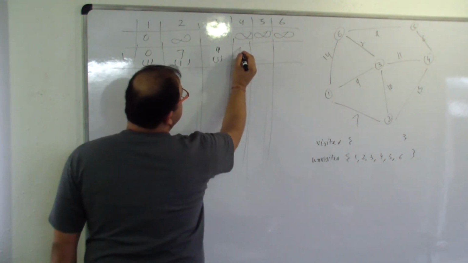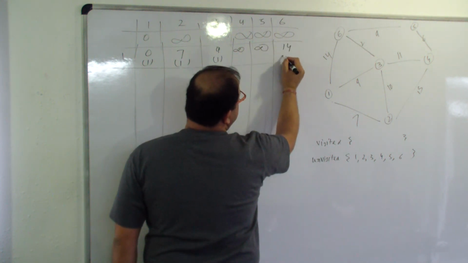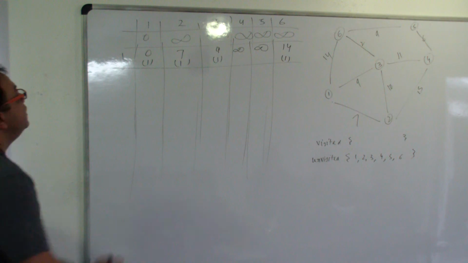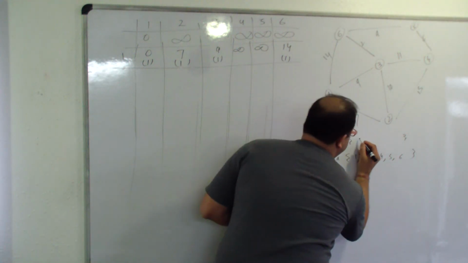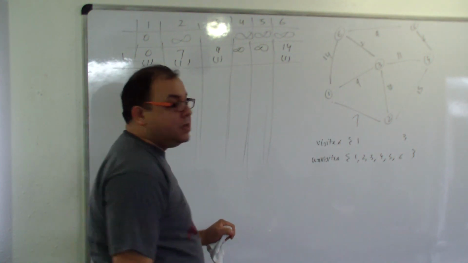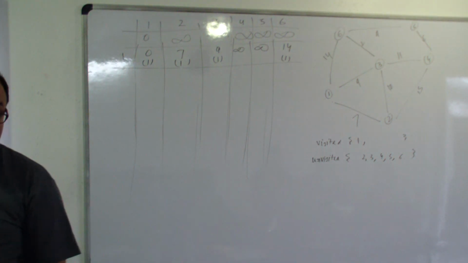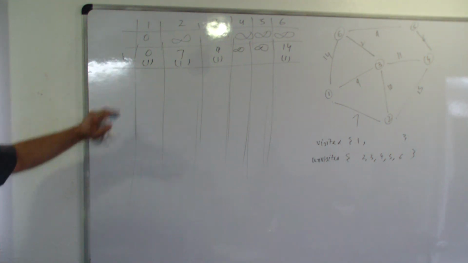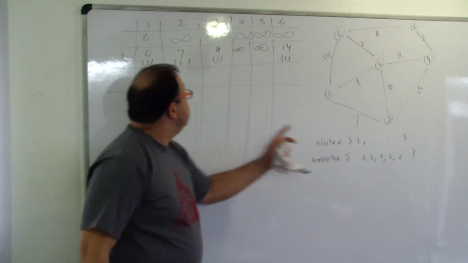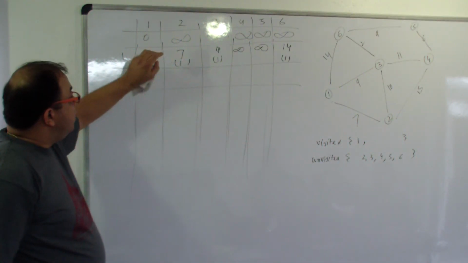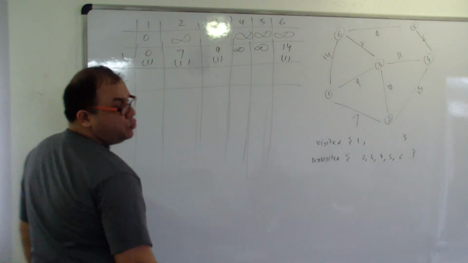1 to 4, there is no way. 1 to 5, there is no way. 1 to 6, there is 14, and we have gone from 1. Okay. Next, out of this, we will add 1 in the visited and remove 1 from the unvisited. So 1 has been visited. Now we will check out of the unvisited which one is the smallest. 7 is the smallest. So which means that we will take 2.